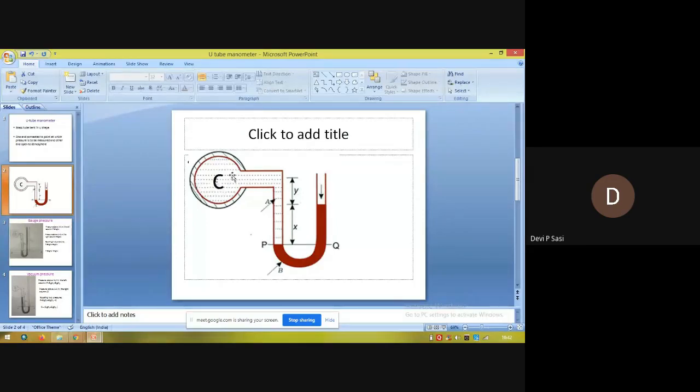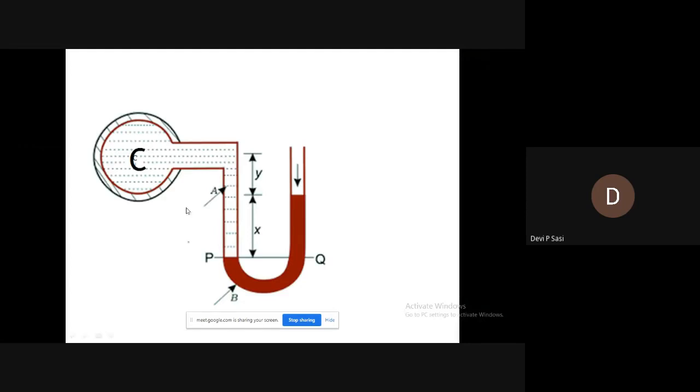Now, here you can see two kinds of fluids. The dotted region represents one fluid and the shaded region represents another fluid. One will be a lighter liquid and the other will be a heavier liquid.